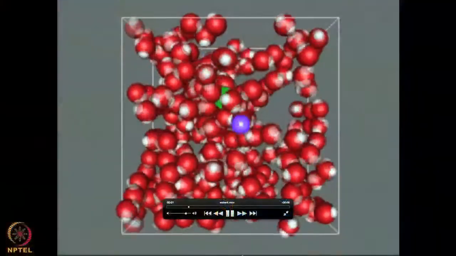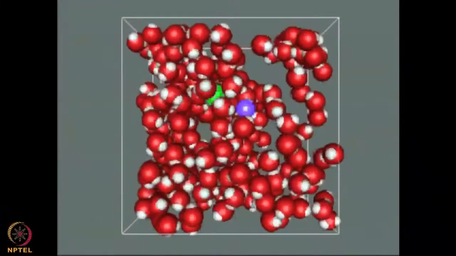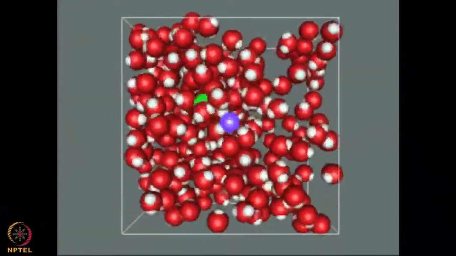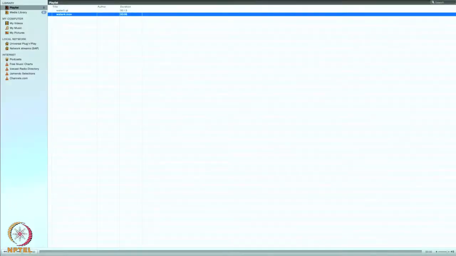Okay, so before we continue our discussion on simulation on water today, we will show you some videos on molecular dynamic simulations. Can you start the first video please? Yeah, so this is a video of NaCl in pure water. The green one is chloride and the purple one is Na+. This is a short video.